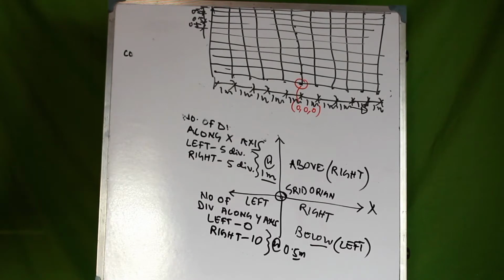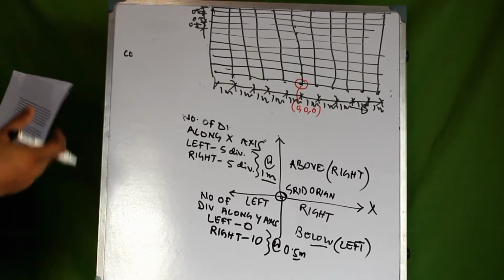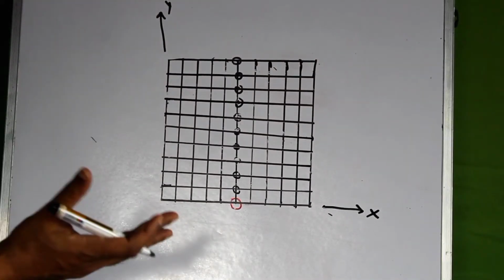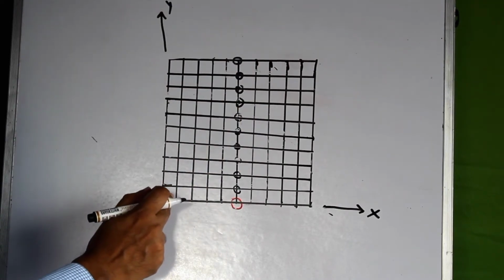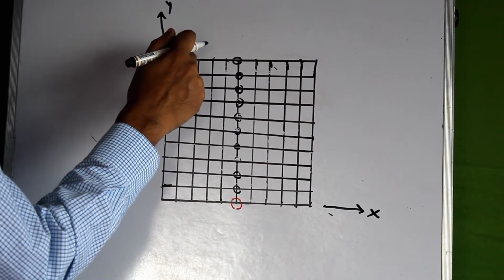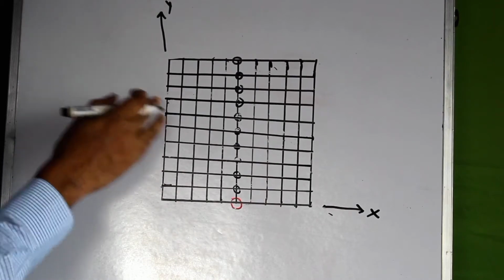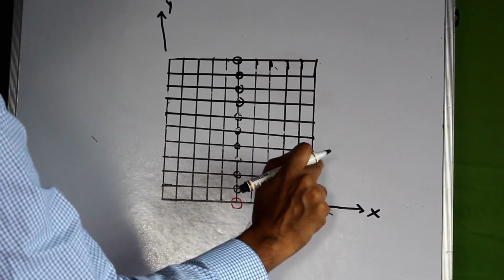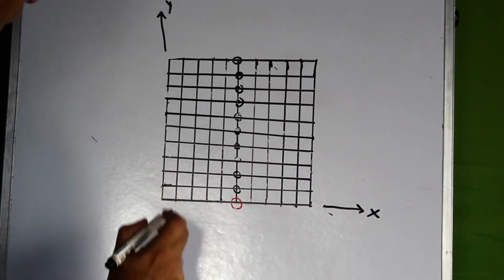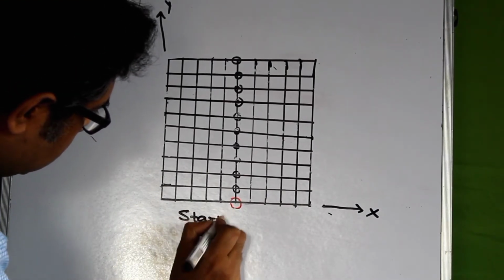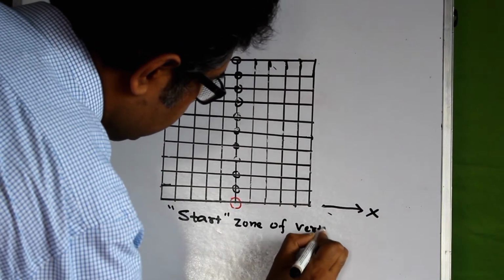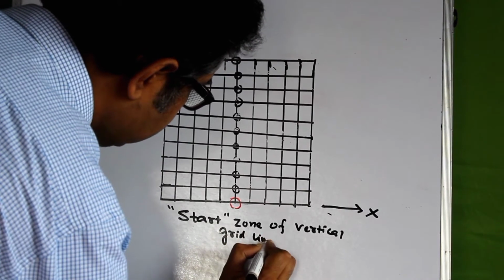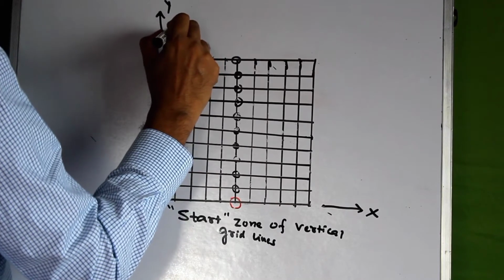So now we will see how we will create the construction grid in the STAAD.Pro environment. Now the grid lines are assumed to start from the bottom for the vertical grid lines. So for example, for this vertical grid line, the start would be this, the end would be this, okay? And for the horizontal grid lines, the start would be from the left and the end would be on the right. So if this is the line that we are considering, this would be the start of that line and this would be the end of that line. So this would be the start zone of vertical grid lines, and this is the end zone of the vertical grid lines.